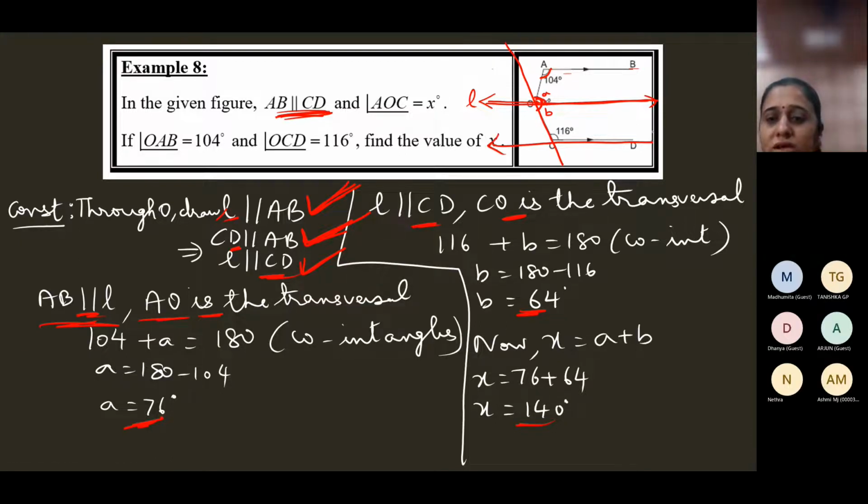See, produce CD and produce a transversal CO like this. So you can see here, this is the parallel line. From the parallel line till the transversal, this is one interior angle. And again, from the parallel line till the transversal. So these are co-interior angles, they're supplementary. So like that, we find B. X is equal to A plus B.